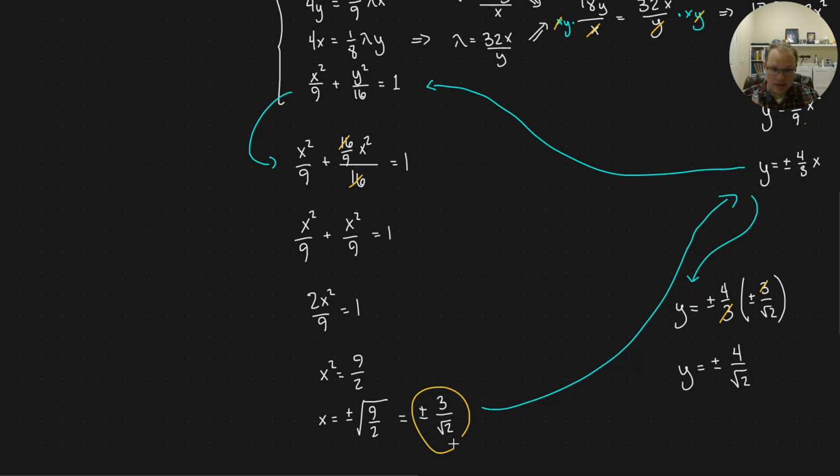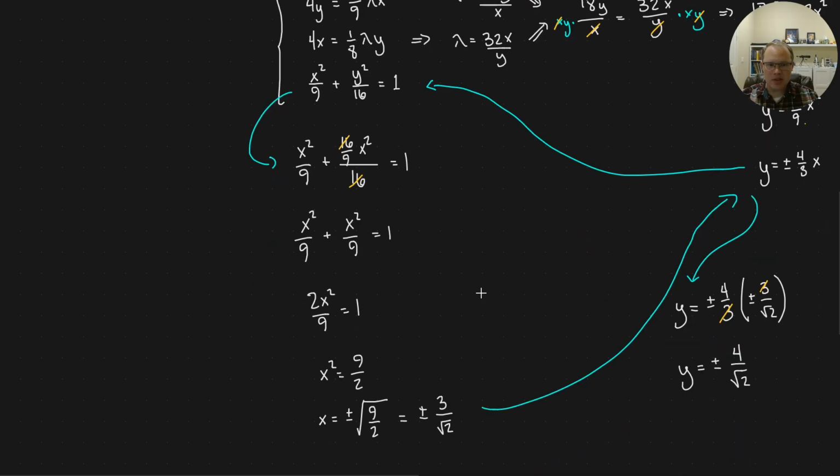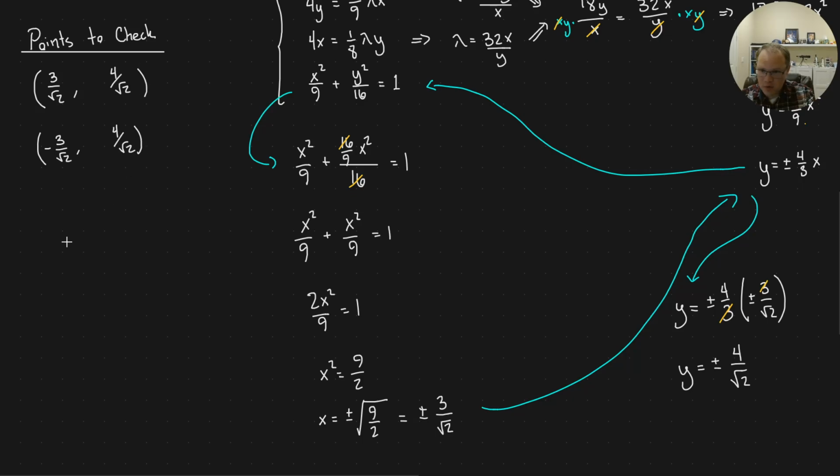Okay? My x's could be plus or minus 3 over root 2. My y's could be plus or minus 4 over root 2. Assuming that x and y are not 0. We still have to consider what if they are 0. Okay? But it gives us some places to work with. Okay? So points to check. X could be positive 3 over root 2, or it could be negative 3 over root 2. Okay? Now, y could be positive 4 over root 2, or it could be negative 4 over root 2.